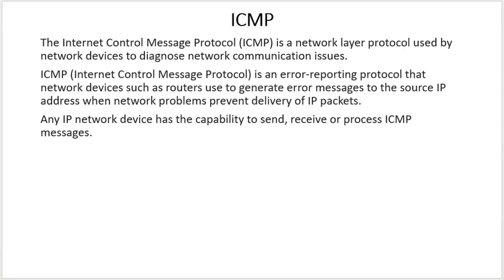ICMP, the Internet Control Message Protocol, is a network layer protocol used by network devices to diagnose network communication issues. It's an error reporting protocol that network devices such as routers use to generate error messages to the source IP address when network problems prevent delivery of IP packets. Any IP network device has the capability to send, receive, or process ICMP messages. So if you're trying to connect to something and you can't, there's some sort of problem along the way, the device you're connecting to, if you can reach it at all, might send back an ICMP message.